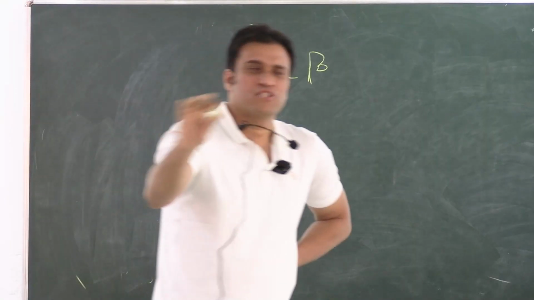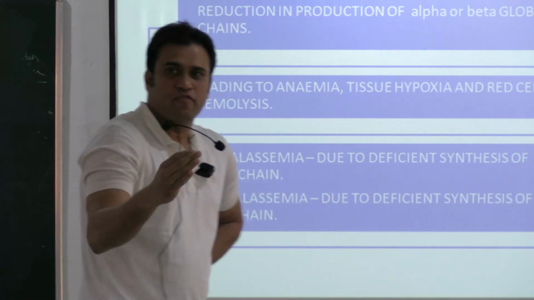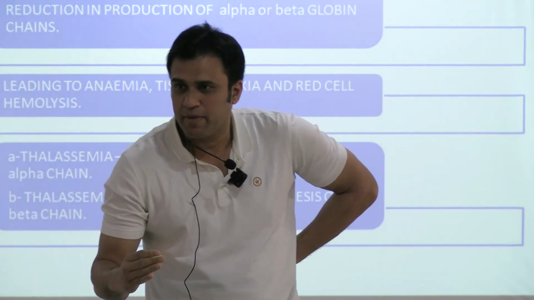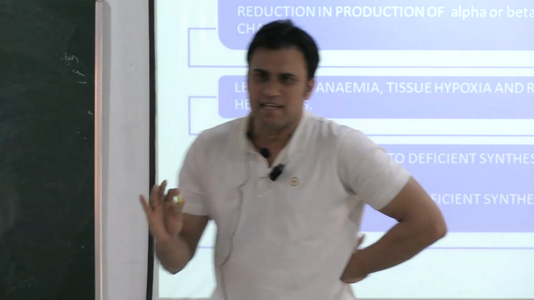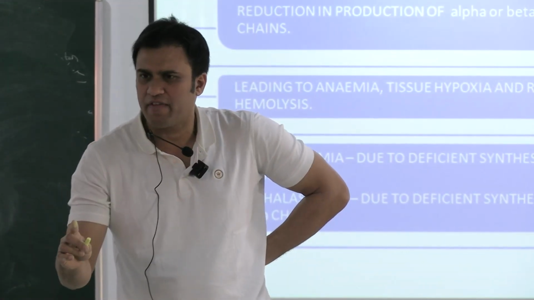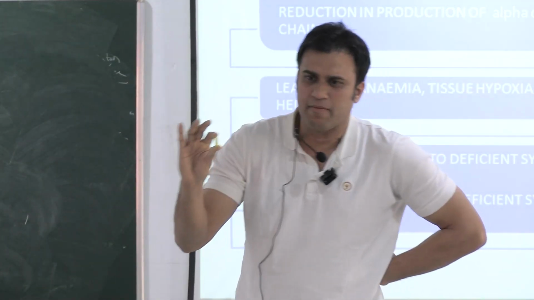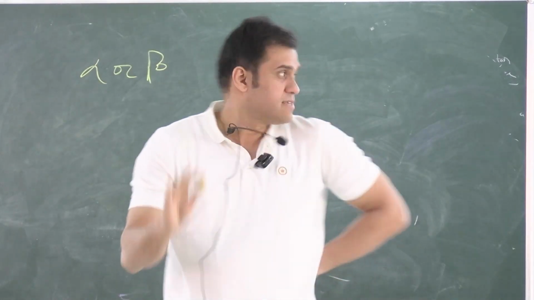Right? Globin is formed of alpha and beta chains. So depending on which chain is involved, if alpha chain is involved, we call it alpha-thalassemia. If beta chain is involved, it is called beta-thalassemia. Simple. We are going to stick to beta-thalassemia, which is more important. Okay, and more common. Right?